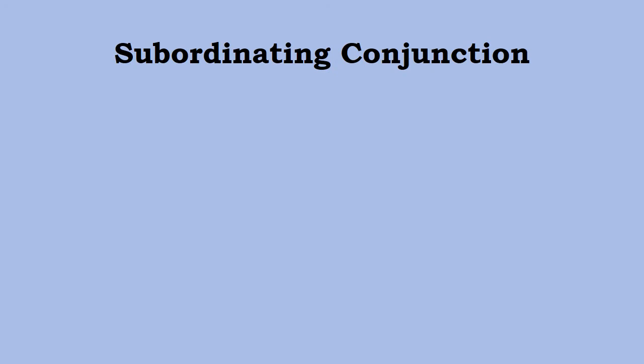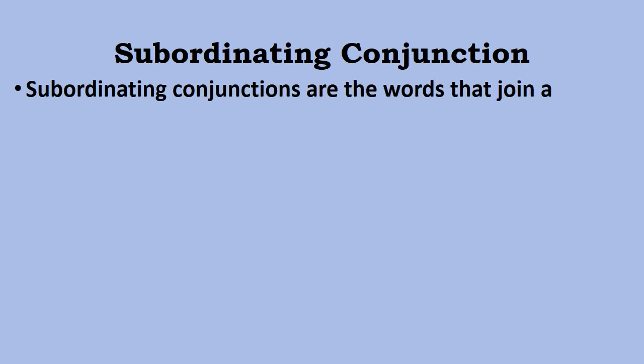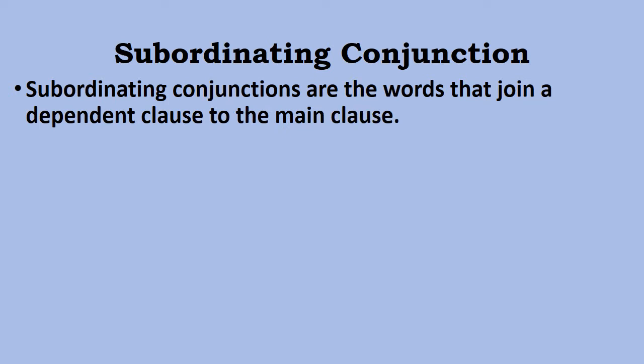What is a subordinating conjunction? Let's just see that first. Subordinating conjunctions are the words that join a dependent clause to the main clause. If you want to know more about dependent clause and main clause and how to identify them, you can refer to my video related to phrases and clauses, the link to which is given in the description box.